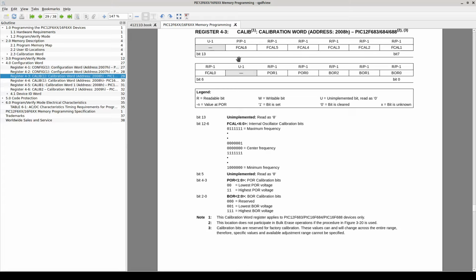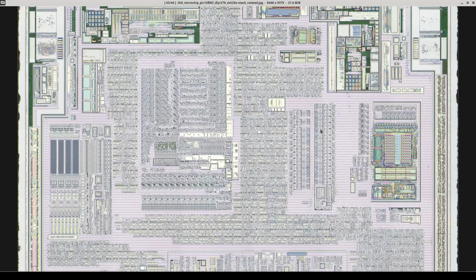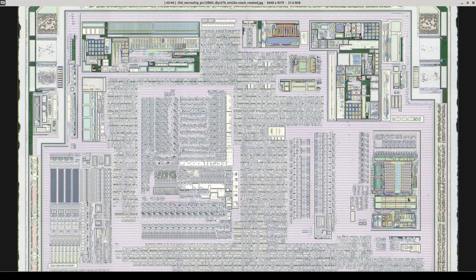And so my hunch at this stage of the analysis is that this bit is not actually unimplemented. This is probably that extra configuration fuse, and we don't know what it does, but it's probably mapped at this location. So it might be instructive to try and actually program this bit in the calibration word and see what happens. Now moving to the right more and looking up a bit, we've got a bunch more analog circuitry around here.